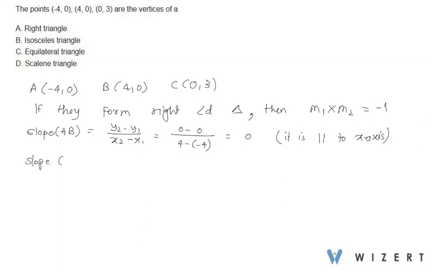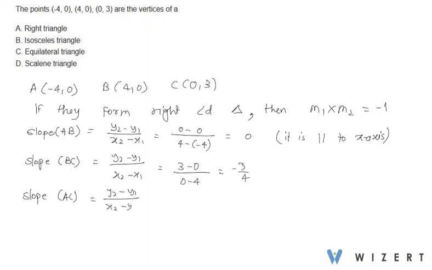Slope of BC is again (y2 minus y1) upon (x2 minus x1), which is equal to (3 minus 0) upon (0 minus 4), which is equal to -3 by 4. And slope of AC is again (y2 minus y1) upon (x2 minus x1), which is equal to (3 minus 0) upon (0 minus of -4), which is equal to 3 by 4.